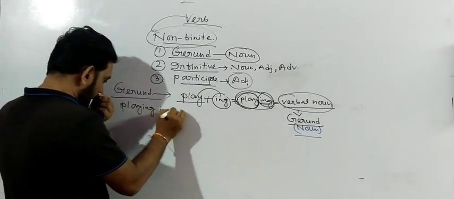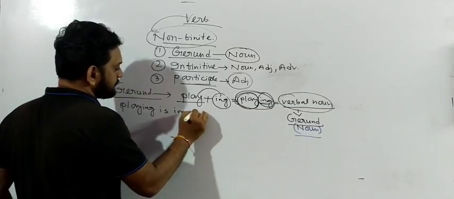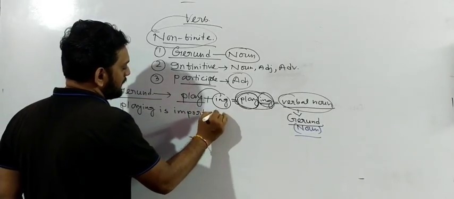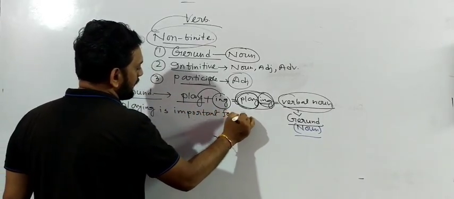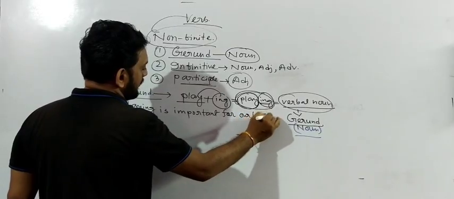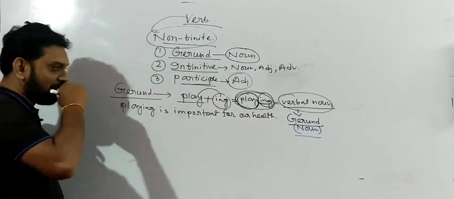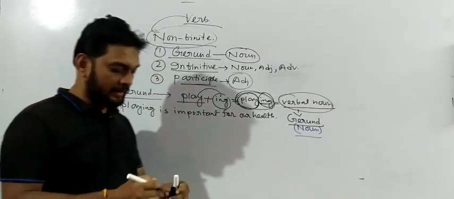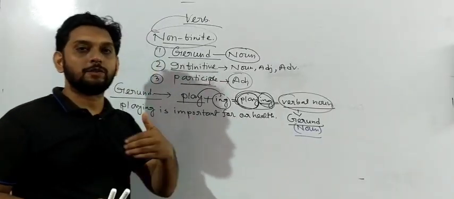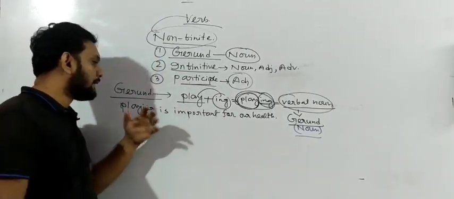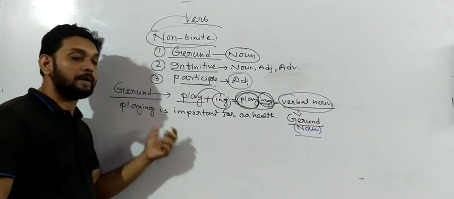Playing is important. Playing is important for our health. Okay, so I have written a sentence over here: Playing is important for our health. Now, if I ask you a very important question, could you tell me where is the subject over here?